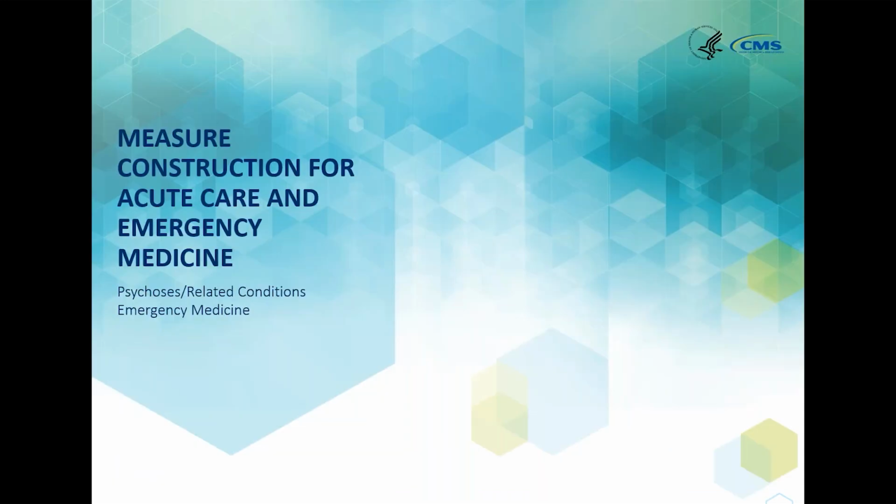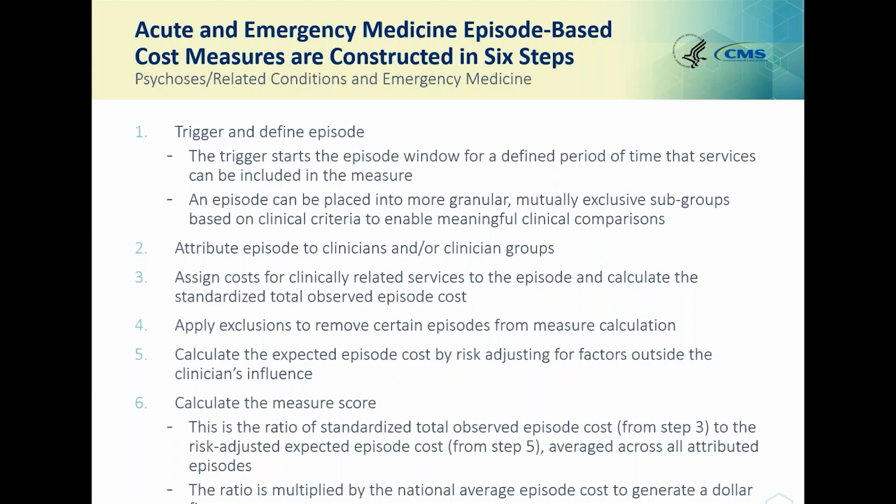I'll now walk through the construction for the psychoses and related conditions and emergency medicine measures. Next slide, please. This slide outlines the basic construction for several types of episode-based measures, including acute inpatient medical care, procedures, and emergency medicine. We'll start by going through these steps and then go through how the psychoses and related conditions measure uses this framework to hone in on the respective type of care.